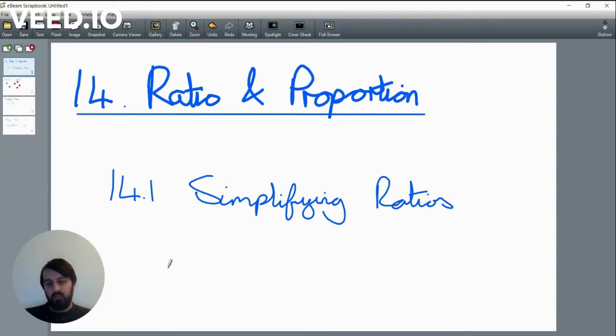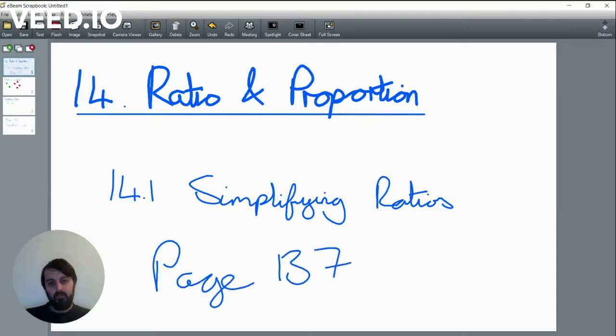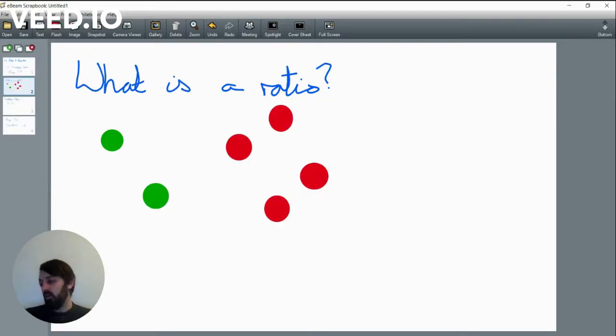It's page 137. And I'll just go through what it all is about. So we're starting off with what is a ratio. If you look on page 136, there's a whole big paragraph that explains lots of different things. I'm just going to sum it up. A ratio is how we compare two different amounts of things. So two different numbers or two different amounts.